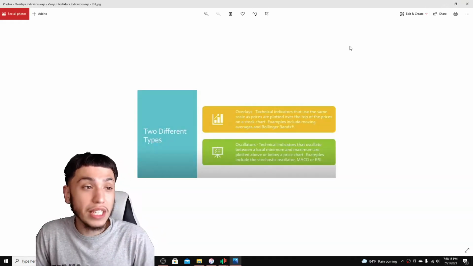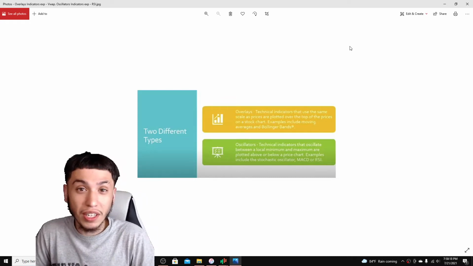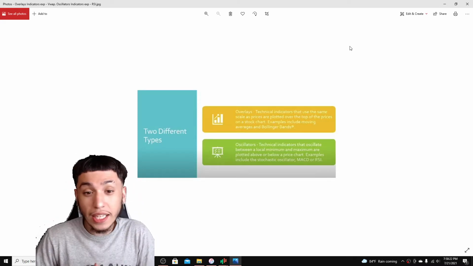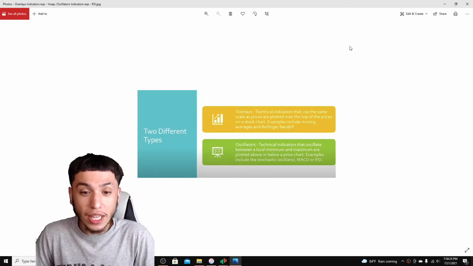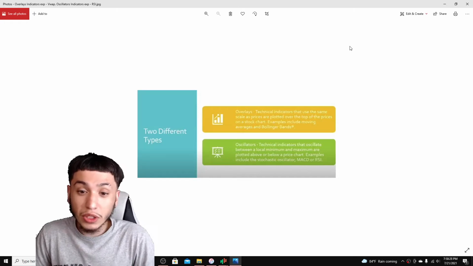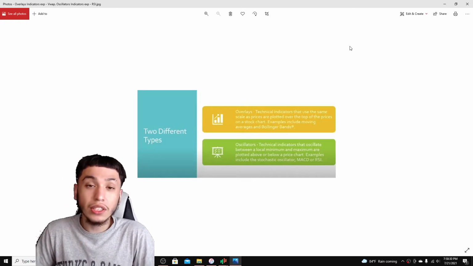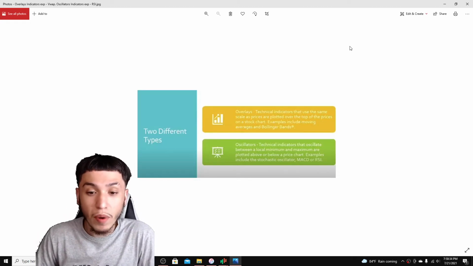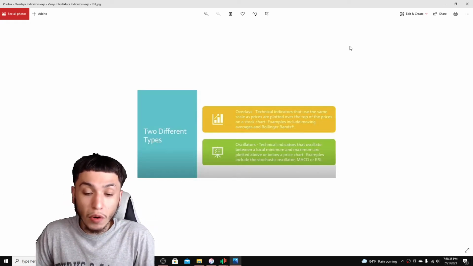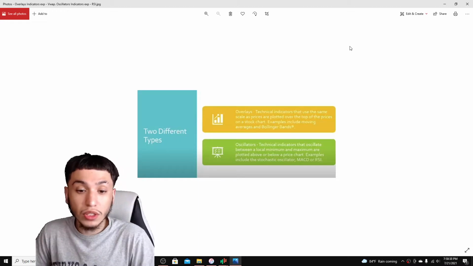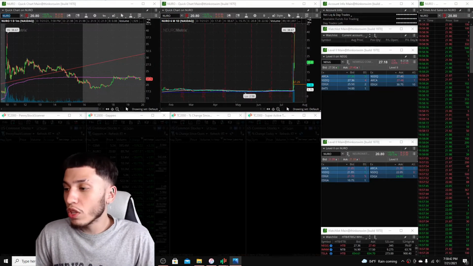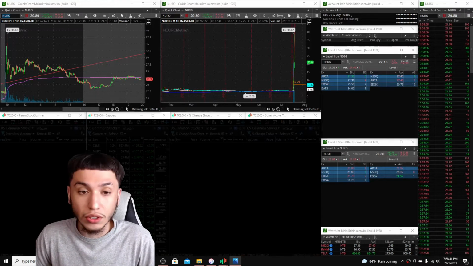Two different types of indicators, okay? Shout out Sean Deckmar, that's my boy. You got overlays: technical indicators that use the same scale as price are plotted over the top of the prices on a stock chart. Examples include moving averages and Bollinger Bands. Then you got oscillators: technical indicators that oscillate between a local minimum and maximum are plotted above or below the price chart. Examples include the stochastic oscillator, MACD, and RSI. Those are two different types of indicators that you can use.